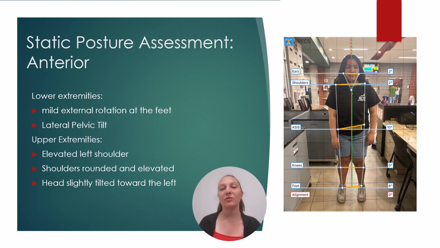In the foot or ankle, there was some observing of mild external rotation or pronation of the feet. And then there's also some slight lateral pelvic tilt. This is mostly due to a muscle imbalance of potential tightness in the quads or hip adductors, and then weakness in the opposite hip stabilizers. But what we're going to focus on today is going to be those shoulders.